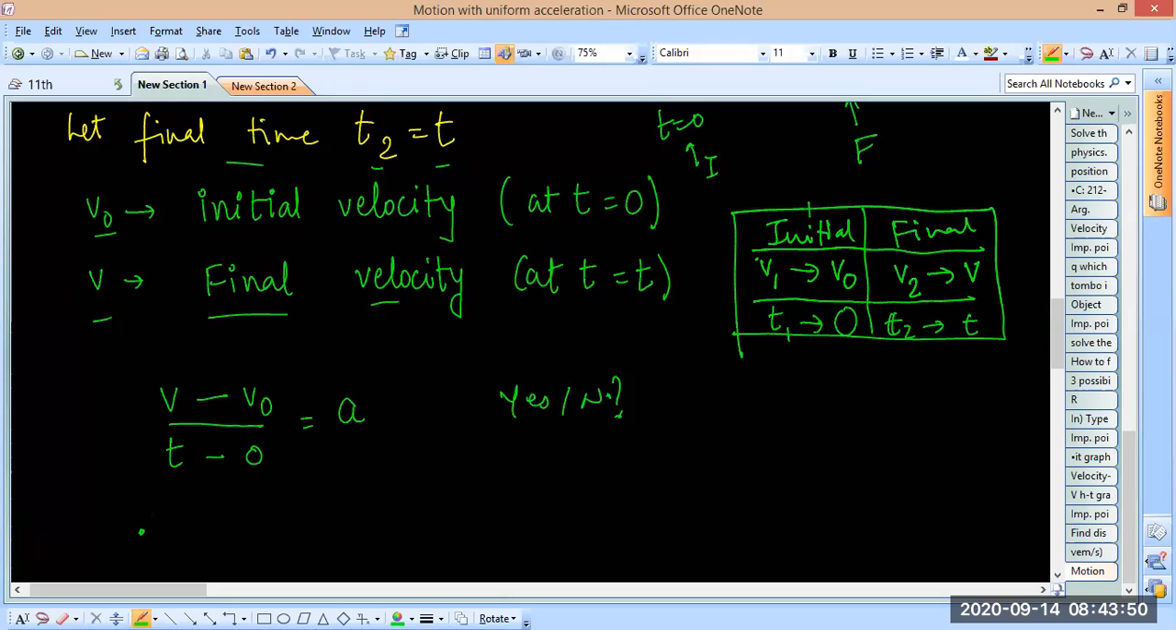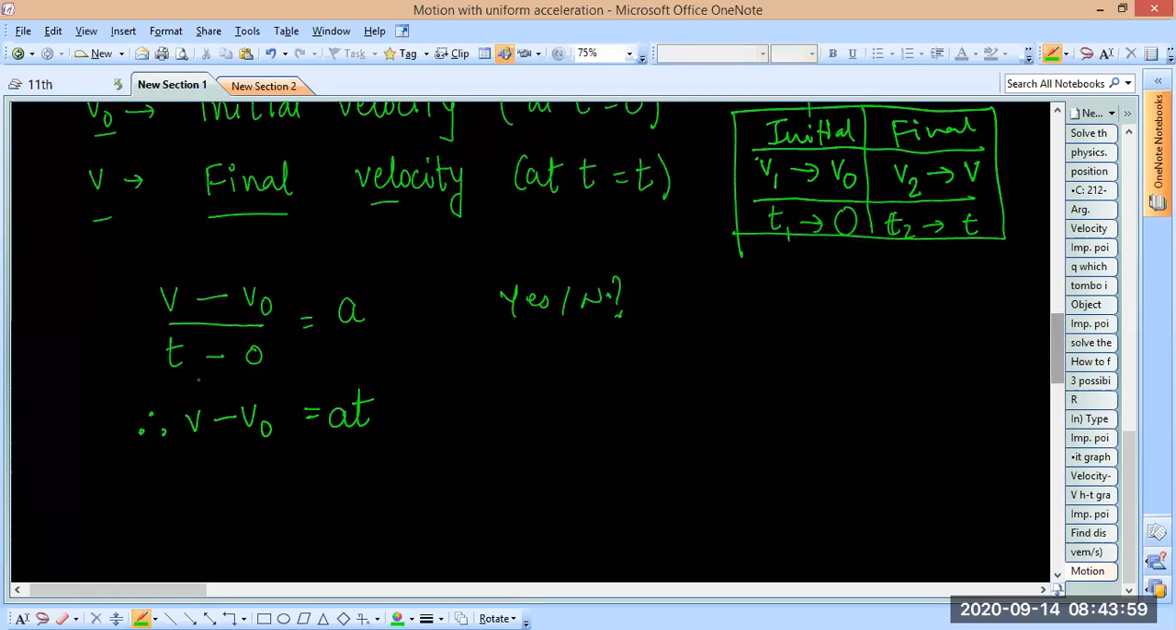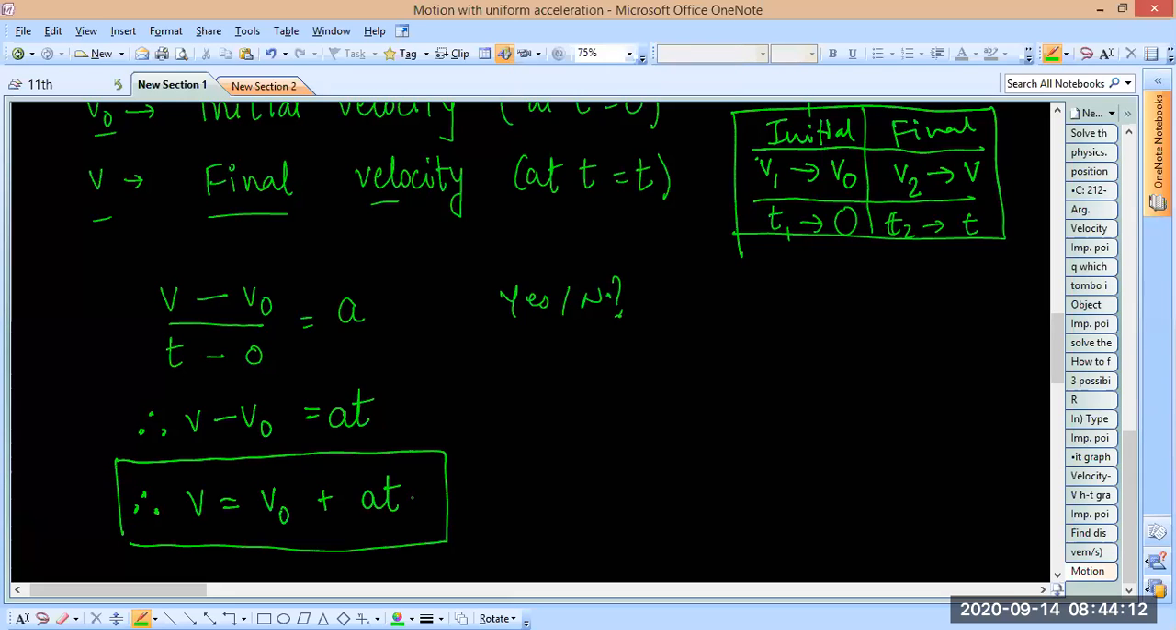So now, this is what we have got. V minus v0 is equal to at, because t minus 0 is t, multiplying it on that side. So finally, this is an equation that we have got. See, you learned about this earlier in 9th standard also. You may be remembering this.